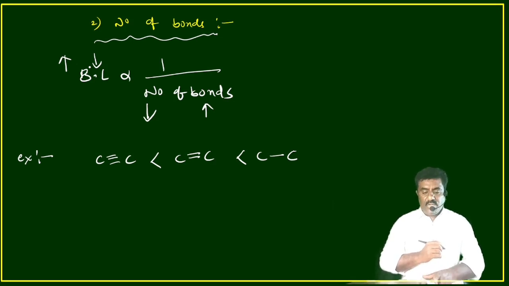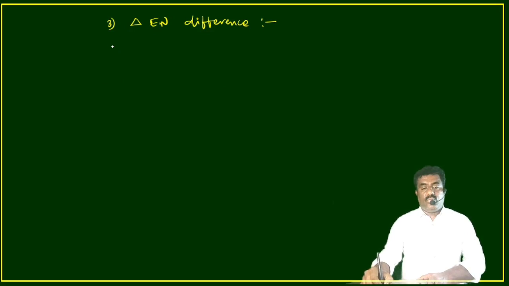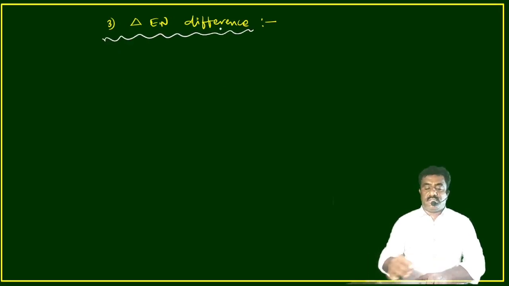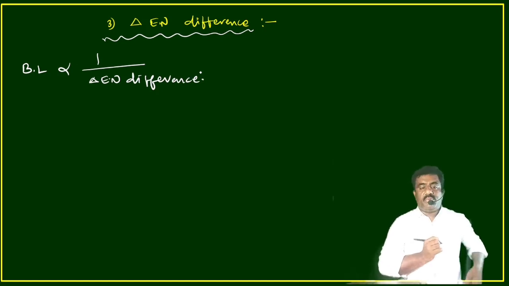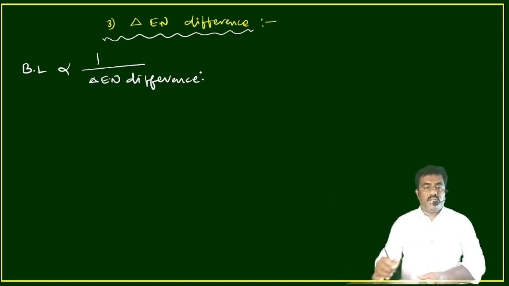Have a look at the next factor, electronegativity difference. What is the relation with bond length? Bond length is inversely proportional to delta EN, meaning the electronegativity difference.